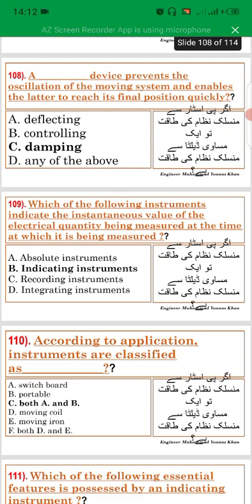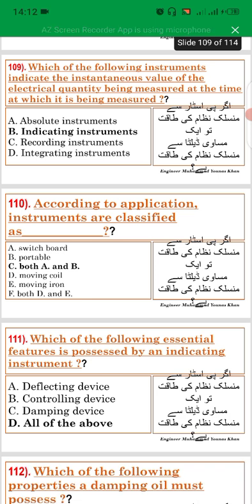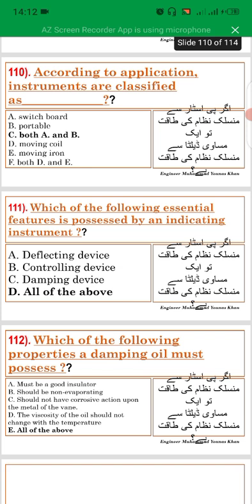A damping device prevents the oscillation of the moving system and enables the latter to reach its final position quickly. Damping. Which of the following instruments indicate the instantaneous value of the electrical quantity being measured at the time at which it is being measured? Indicating instrument. According to application, instruments are classified as switchboard and portable.